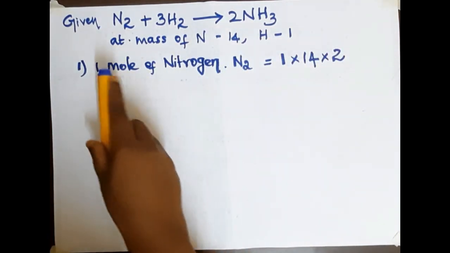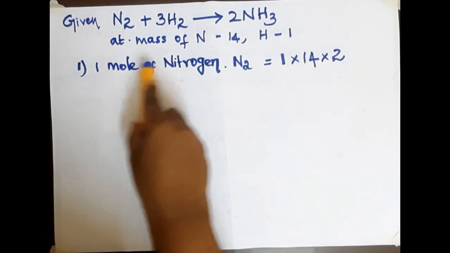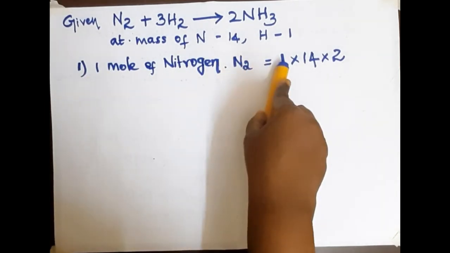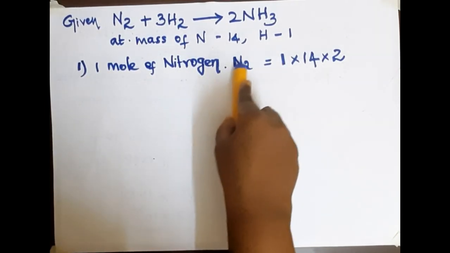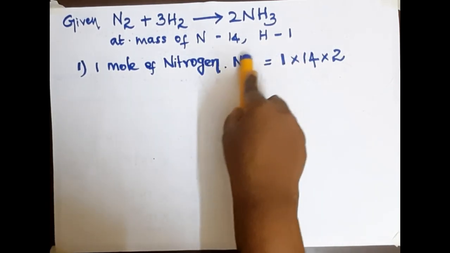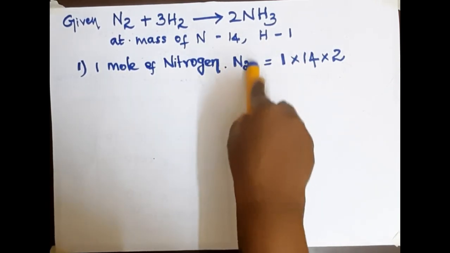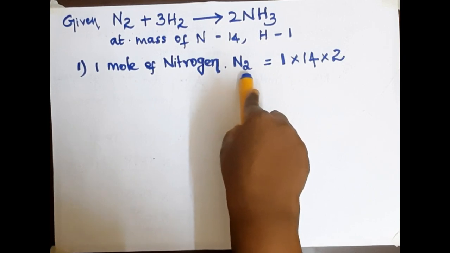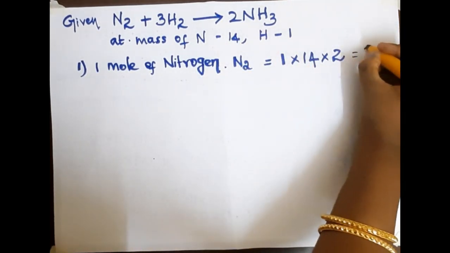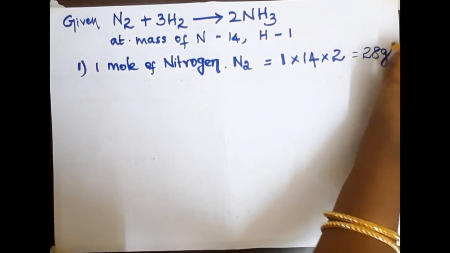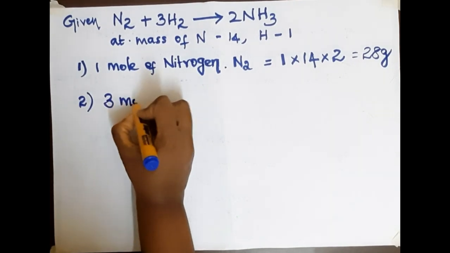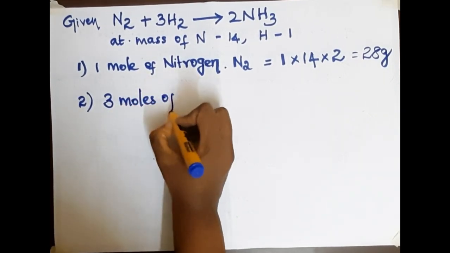Let me repeat it. 1 mole of nitrogen. First what you have to put? You have to put the number of moles, 1. Then the atomic mass of nitrogen, that is 14. Then the suffix that is given here, that is the 2. See here, the number of atoms. So what is the answer, children? It is 28 gram.